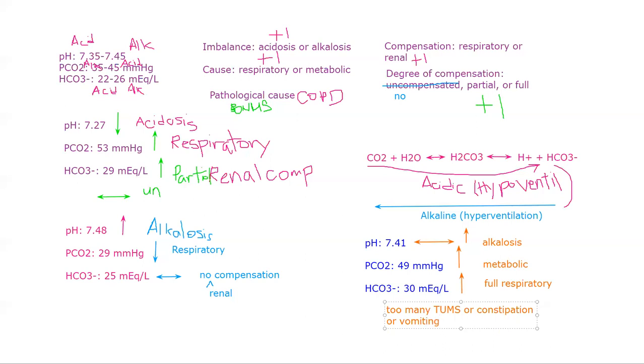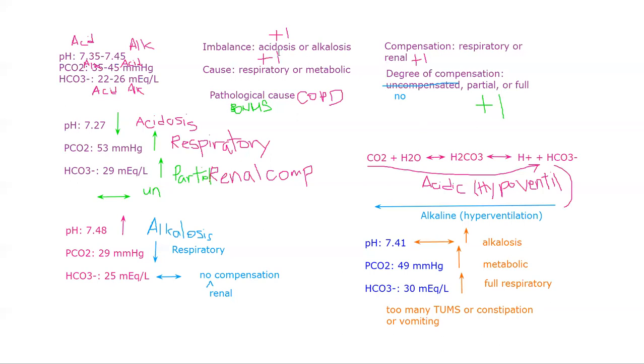Okay. So there is how to do each one of the different kinds of acid-base problems. What I would like you to do in the questions, the problems that I gave you, is go ahead and work on them and see how they fit into these three different kinds that you can have as far as compensation is concerned: partial renal compensation, no compensation, or full compensation.